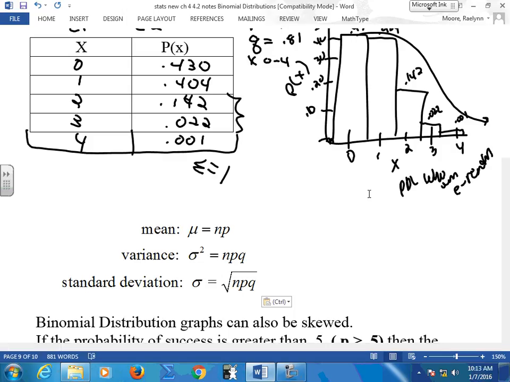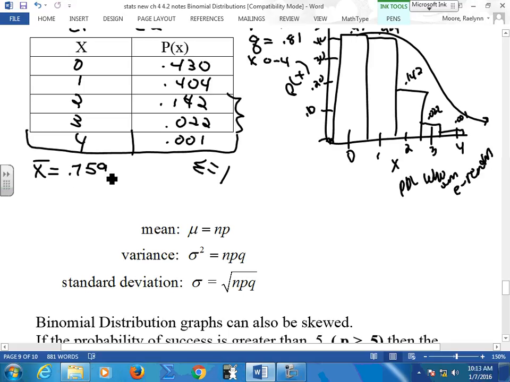Okay, so what did we get for your mean? 0.759? Okay. So what does this mean to me? Well, how do I translate this? 0.759. Where does this fall in between?